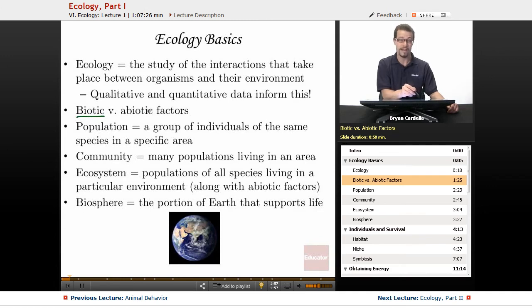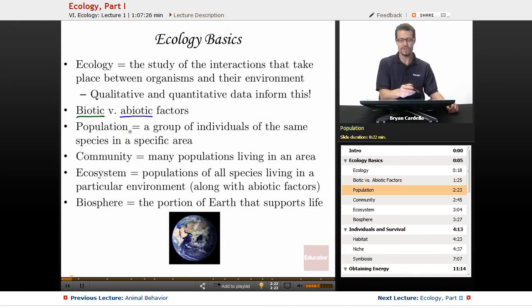If it's abiotic, it's not alive. An abiotic factor would be rainfall. Though water supports life, water in itself is not alive. Temperature would be an abiotic factor. The amount of sunlight would be an abiotic factor. So these particular factors definitely have an impact on environments and the organisms that live in them.